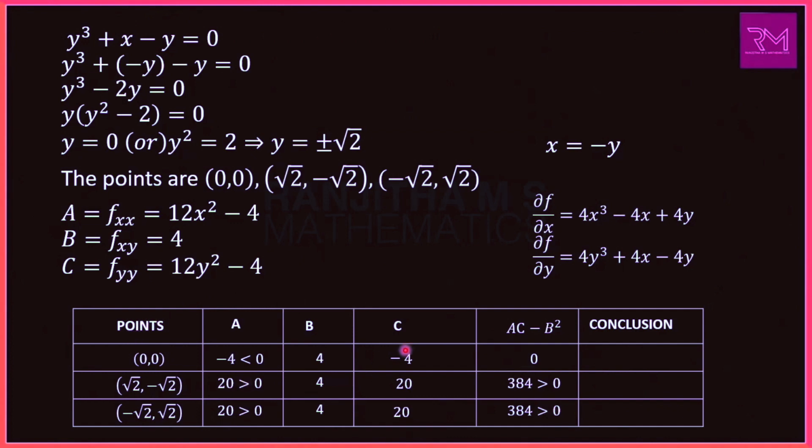After constructing A, B, C and AC minus B square, we have to find the extreme values. For that, if AC minus B square value is equal to 0, we can directly tell that the point is a saddle point. Similarly, if AC minus B square value is greater than 0 and A's value is also greater than 0, it has a minimum value of the function. Similarly, AC minus B square is greater than 0 and A is greater than 0. That means for the point minus root 2, root 2, we get minimum value for the function f of x, y. This completes the problem.